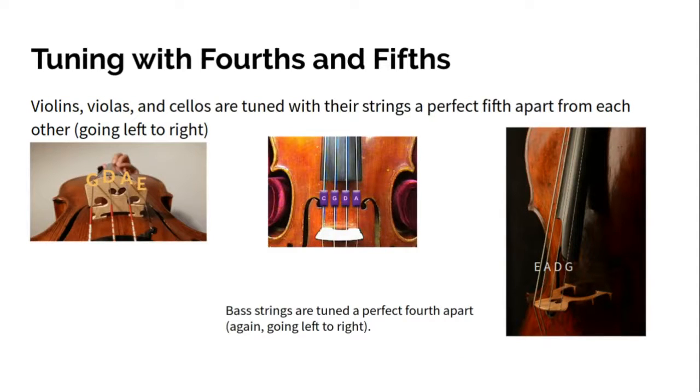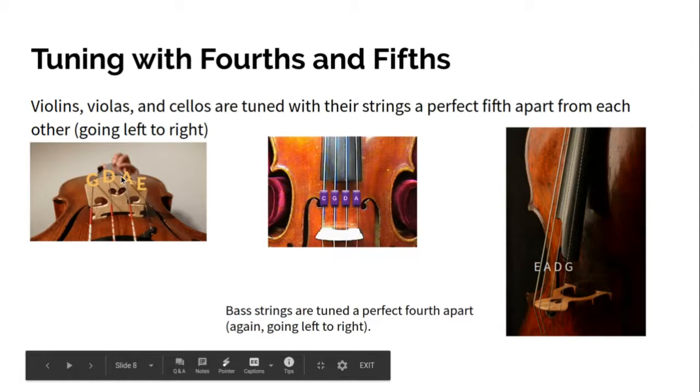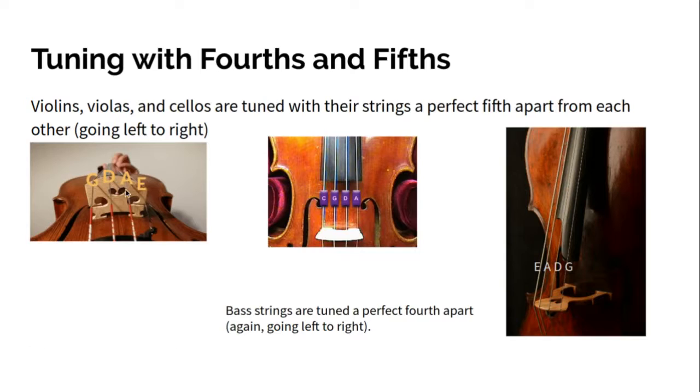We use fourths and fifths when we tune our instruments, especially as we get more and more advanced into high school. Violins, violas, and cellos are tuned with their strings a perfect fifth apart from each other, going left to right. So you see here on the violins, G to D is a perfect fifth apart, D to A is a perfect fifth apart, and A to E is a perfect fifth apart. So that's how we know what they are supposed to sound like. You'll see professional orchestras tune like this. For cellos and violas, C to G to D, and D to A.